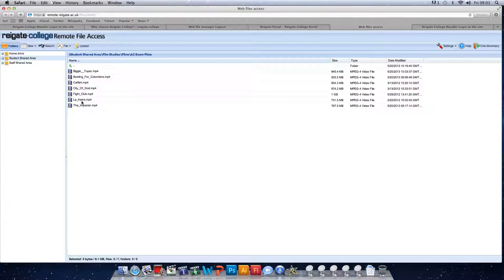Obviously, the speed of the download will depend upon your broadband connection. They are quite large files, which is probably why it's easy to do it in college if possible and just copy them onto a memory stick. But anyway, if you don't do that, the films are on there.